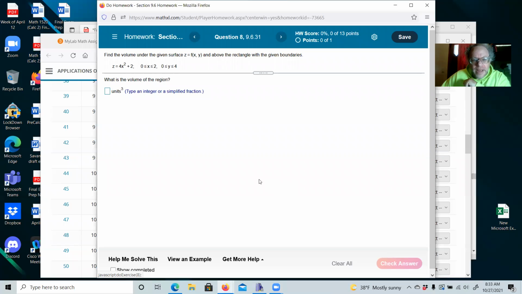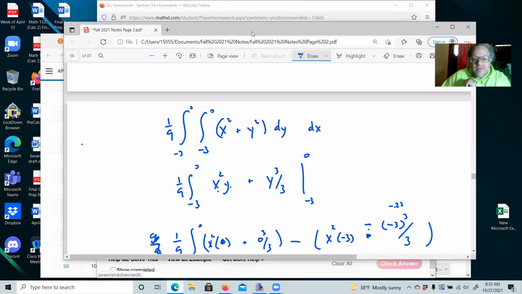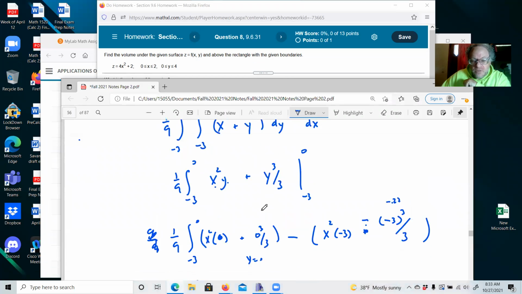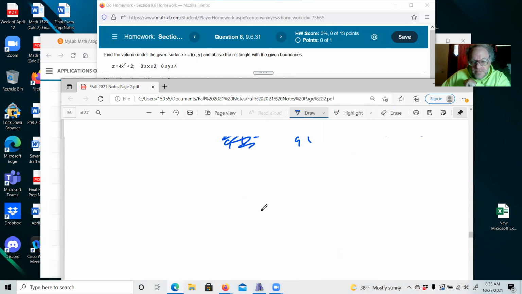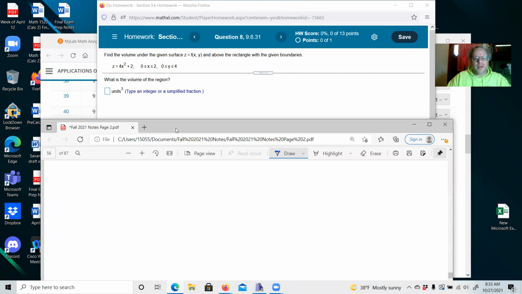All right, and we'll go ahead and take a look at our homework. We may have already started this one, but we're just going to go from here. So here's what we have. We have z equal to 4x squared plus 2 over the interval x from 0 to 2 and y from 0 to 4.